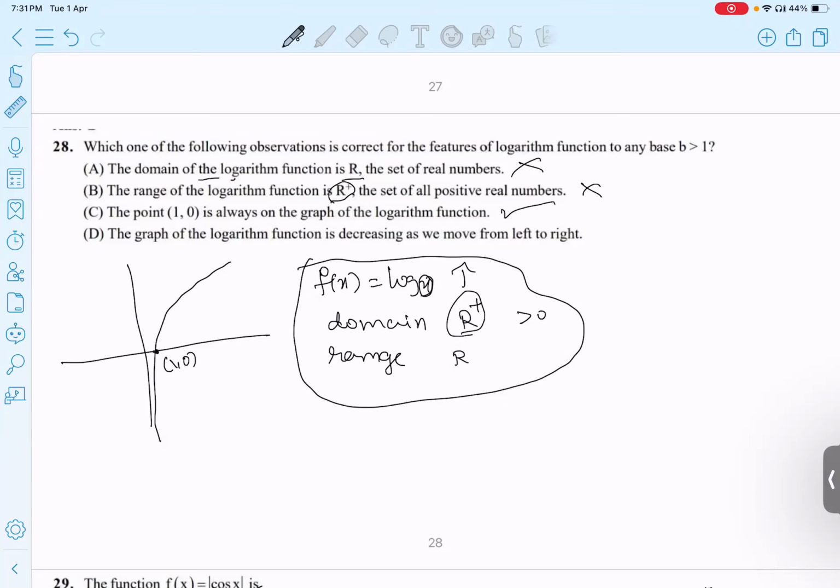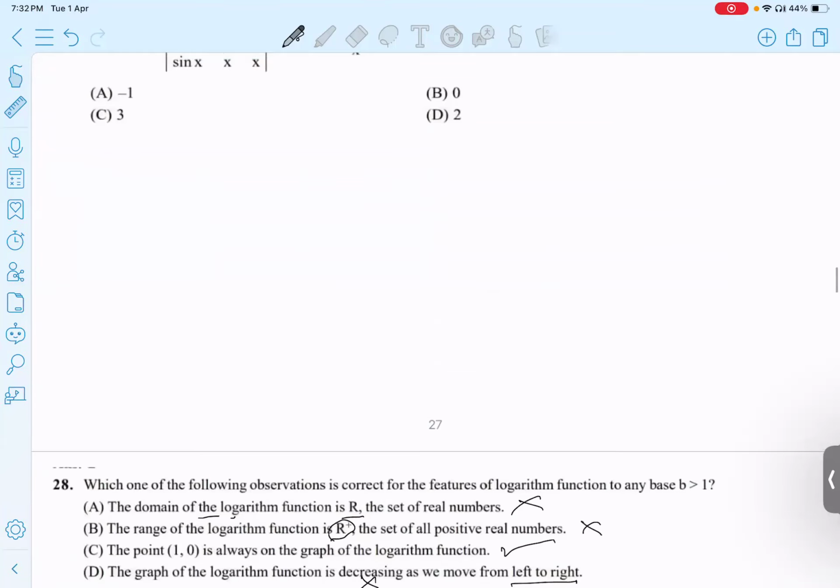The graph of the logarithmic function is decreasing, which is wrong. The graph of the logarithmic function is increasing from left to right. Suppose it was from right to left, then we would have said it is decreasing. But the logarithmic function is increasing from left to right. Fine, students? Okay, so moving on to the next question.